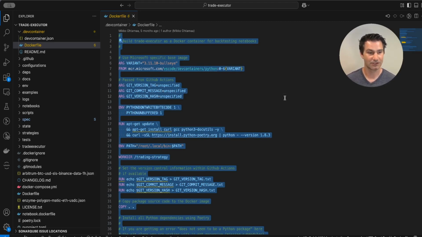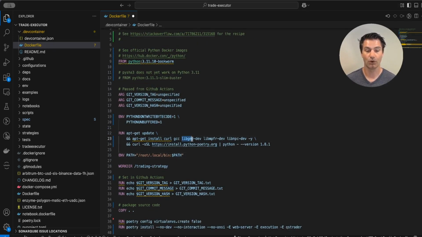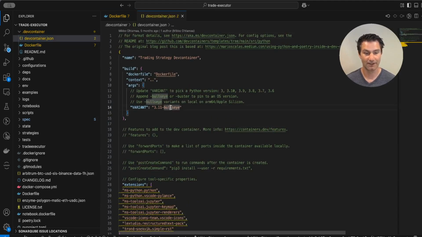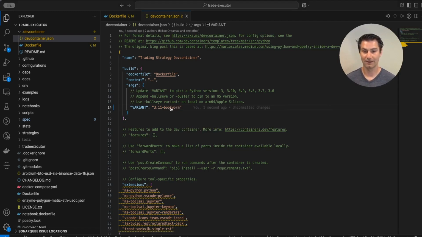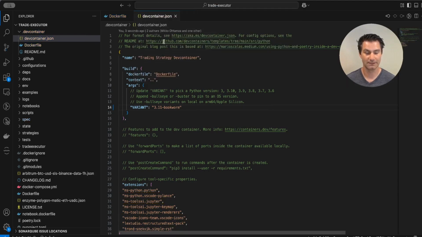But for now, essentially what I've done is made a few changes here. If we look at those changes, I'm going to modify this to be a bookworm versus bullseye. And then I added a few packages here that were missing, that were necessary in order for this to work, okay? And so those are those changes. And then lastly, in the dev container JSON, I went ahead and modified this to be bookworm. Okay, great. So let's see now if this will reopen in the container.